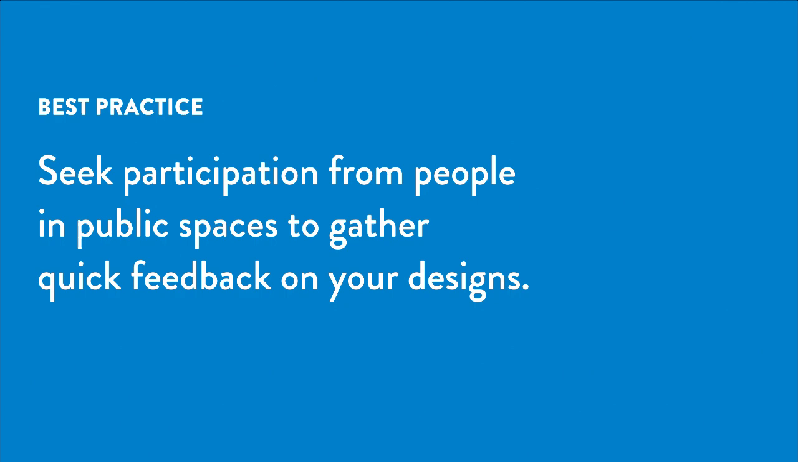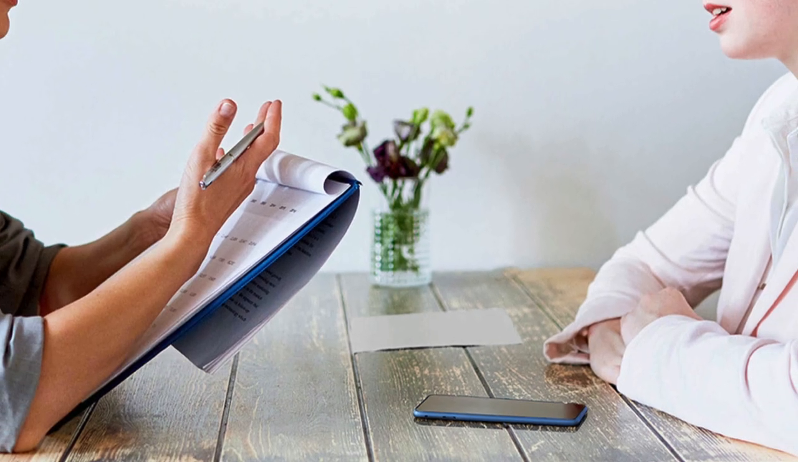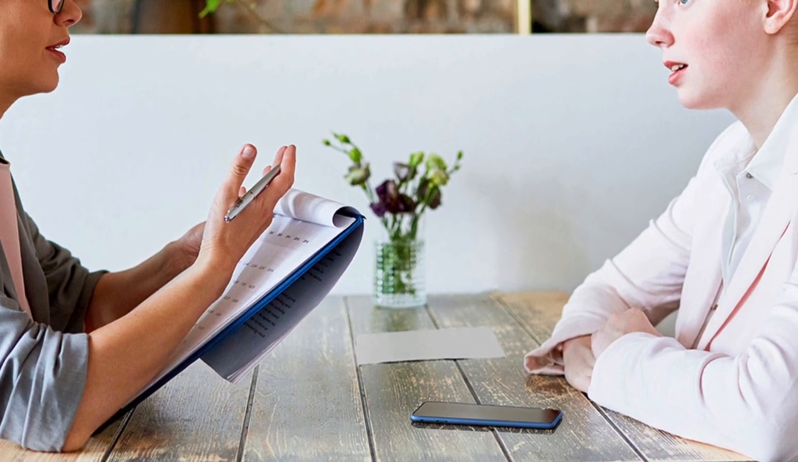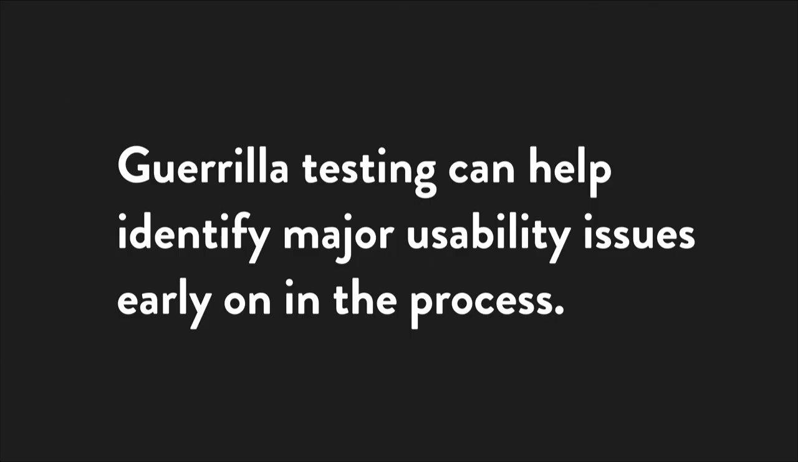One specific method I recommend is to seek participation from people in public spaces to gather quick feedback on your designs. For example, imagine you're designing a mobile app for a fast casual restaurant. You could prepare some simple paper prototypes or wireframes and have patrons who are entering or exiting the restaurant complete a few discrete tasks to get real-time feedback. Guerrilla testing can provide valuable insights and help identify major usability issues early on in the process.